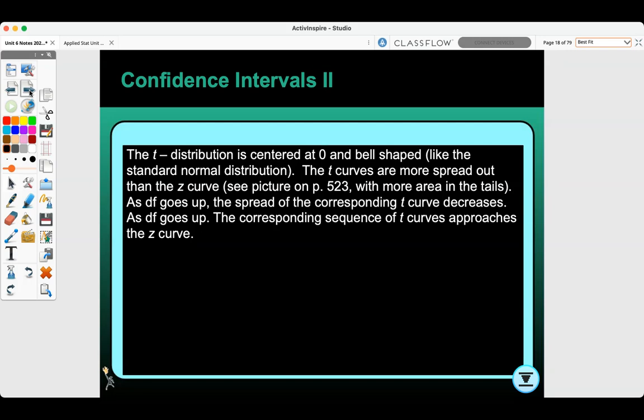And as degrees of freedom increases, the spread of the corresponding t-curve decreases. Also, as degrees of freedom increases, the corresponding sequence of t-curves approaches the z-curve. So we're really having t-curves versus z-curves here.